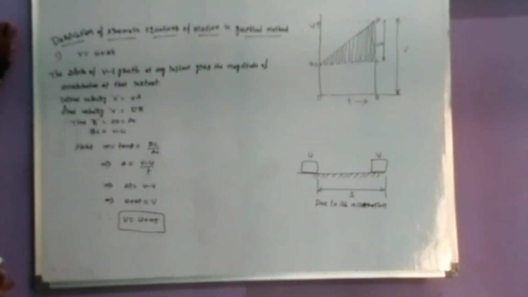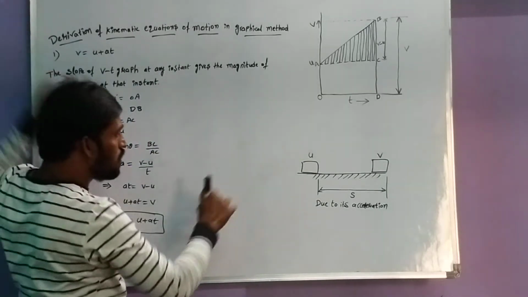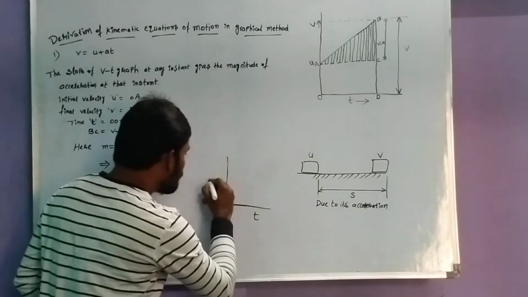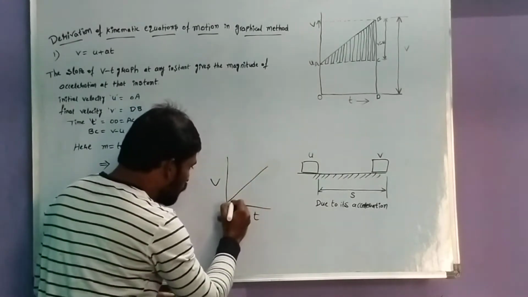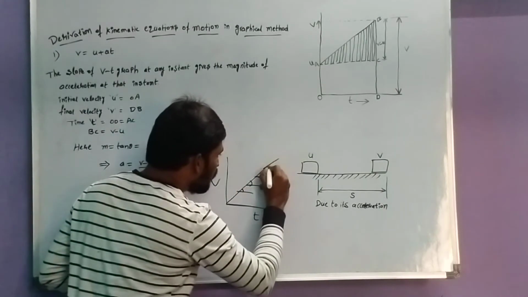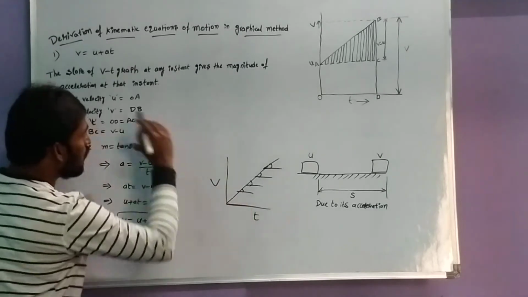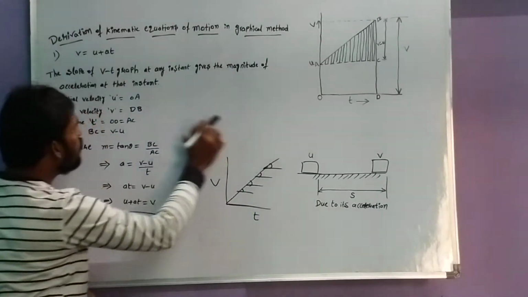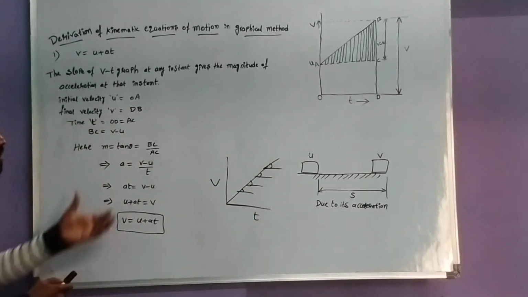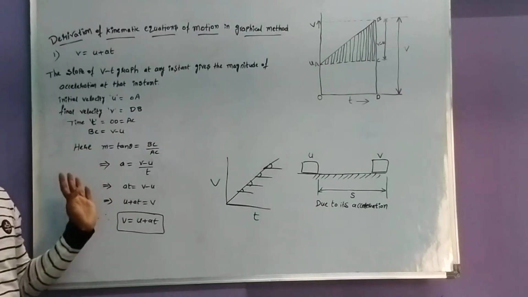In the earlier class we learned about the slope of the vt graph at any instant. For example, this is a vt graph. This is time and this is velocity. The slope at this point, this point, and this point. The slope of this vt graph at any instant gives the magnitude of acceleration at that instant. That means the vt graph slope gives the acceleration.